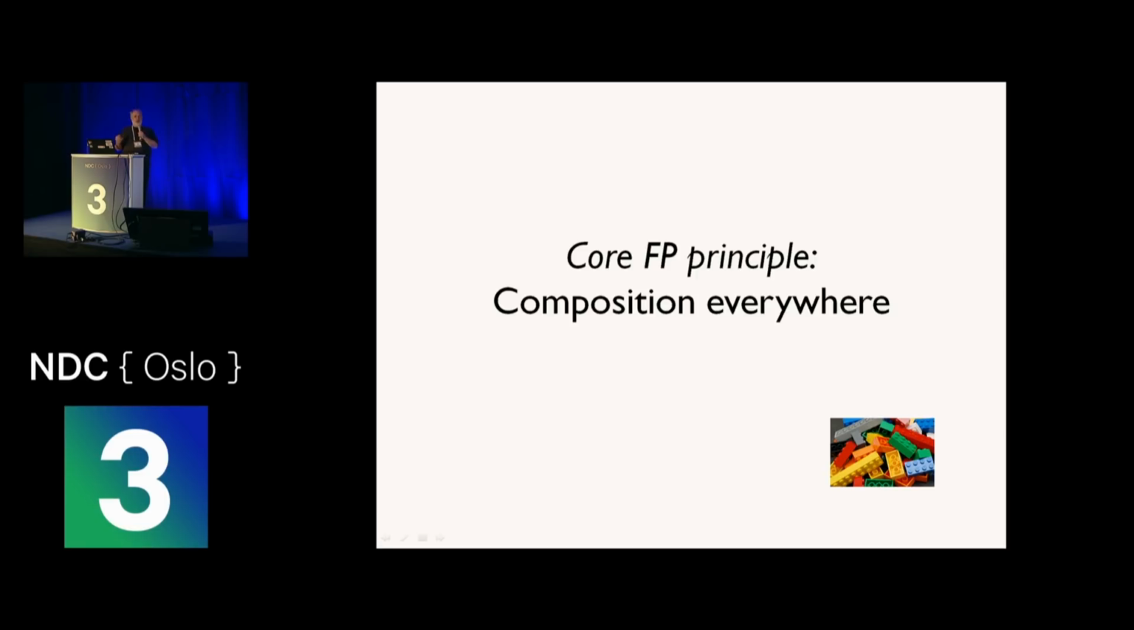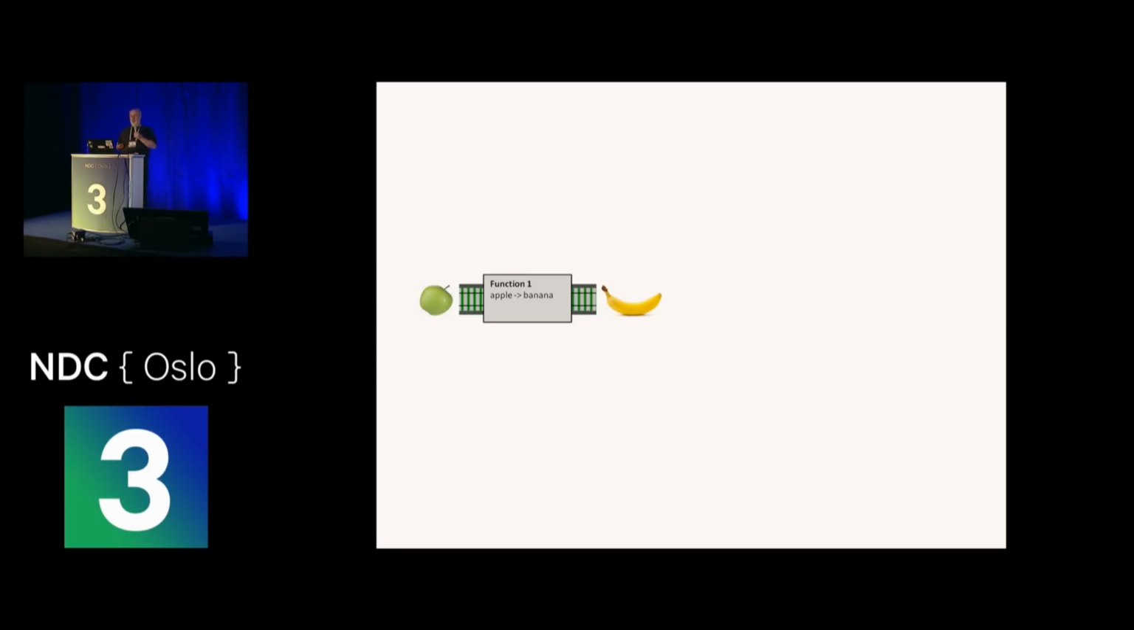Now the second thing is, you've got all these functions. How do you build things from the functions? Well, the answer is composition. So here's how function composition works. You have two functions, one that takes an apple to a banana, one that takes a banana to a cherry, say, and you want to glue them together to make a bigger function.